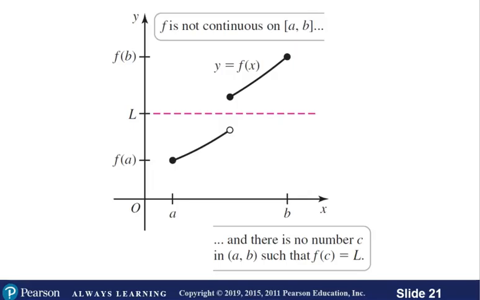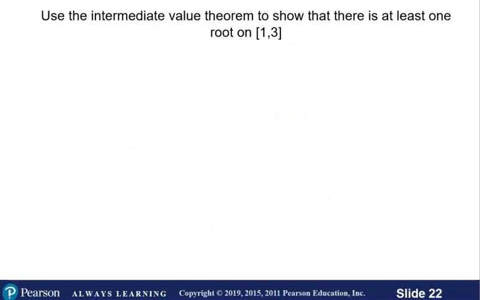Okay? So here's a case where the intermediate value theorem does not apply. You would say, well, here's f of a, here's f of b. It doesn't hit L in this case. You say, well, what's going on here? Well, it doesn't satisfy the conditions of the intermediate value theorem. f is not continuous. So there's no guarantee it will happen.